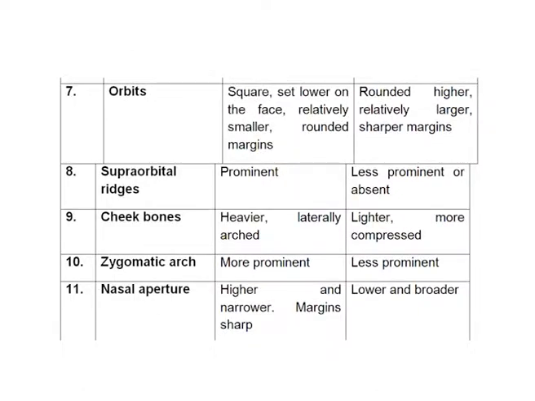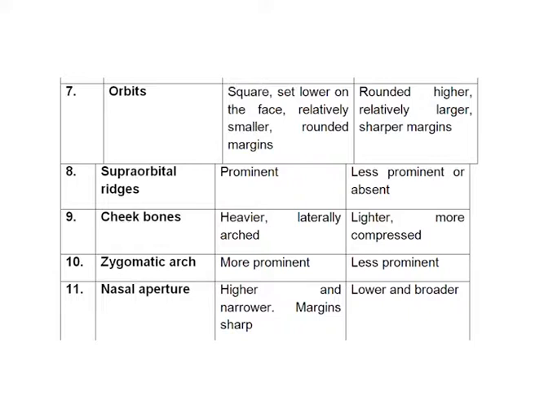Looking at the orbits, they are square, set lower on the face, relatively smaller and have rounded margins in males, whereas in female skulls the orbits are rounded, higher, relatively larger and have sharper margins. The supraorbital ridges are prominent in males, whereas they are absent or less prominent in female skulls. The cheekbones in male skulls are heavier and laterally arched, whereas in female skulls they are lighter and more compressed. The zygomatic arch is more prominent in males, whereas it is less prominent in females.